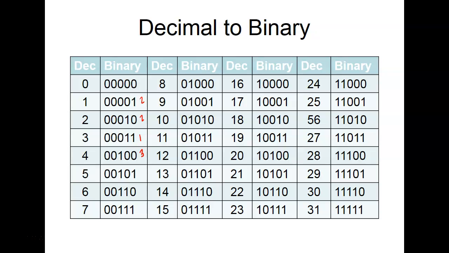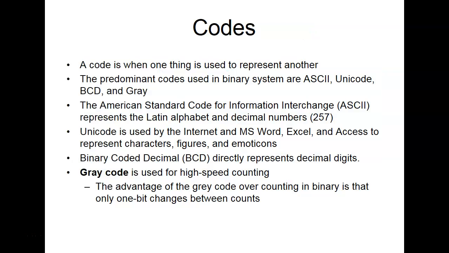Now, a code is when we use something to represent something. A code is when one thing's used to represent another thing. Codes, well, we have the ASCII code, Unicode, BCD, Gray code. You use this all the time. So when I send information up here on the screen, it's binary, so it's going to be a code.